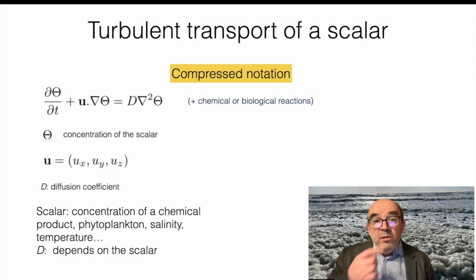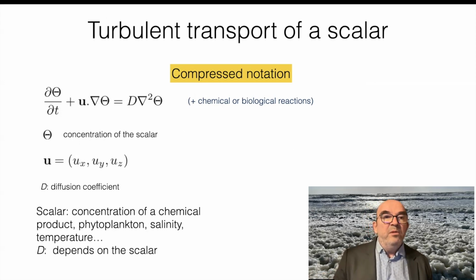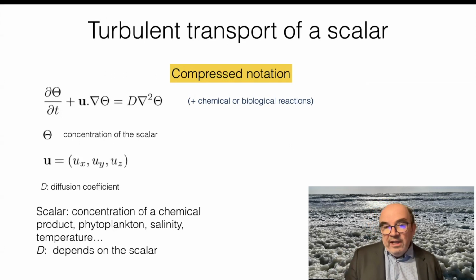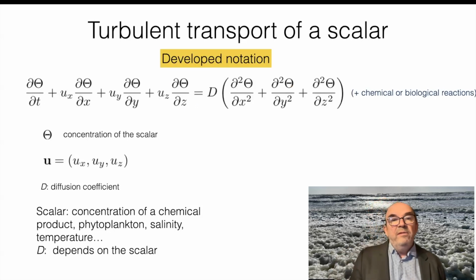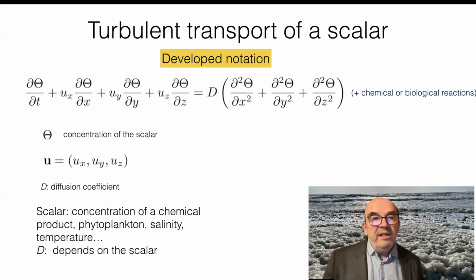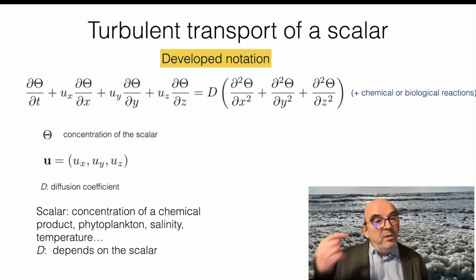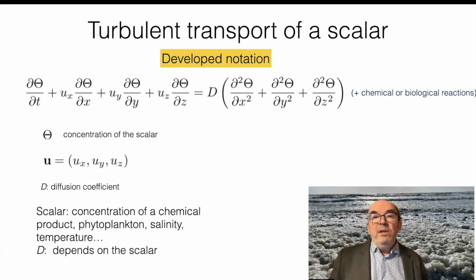And we can also look at what's happening, because this was for the velocity. We can also look at what's happening when we consider a scalar which is transported by the flow. The scalar is noted here, theta, and we can see the compressed notation, which is here. So d is here the diffusion coefficient, and this scalar can be like a chemical quantity, or it can also be phytoplankton concentration, it can be salinity, it can be temperature. And if you consider the developed expression, you have something like here with also a different partial derivative, and also chemical and biological reaction can be added on the right.